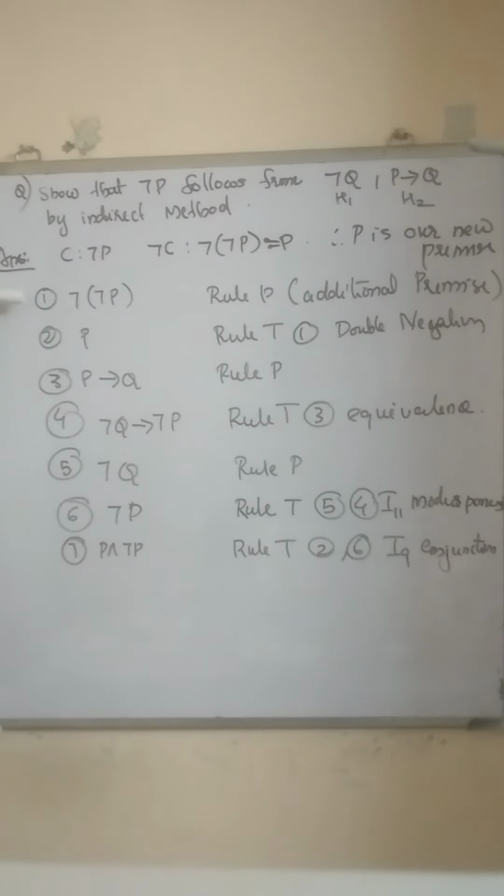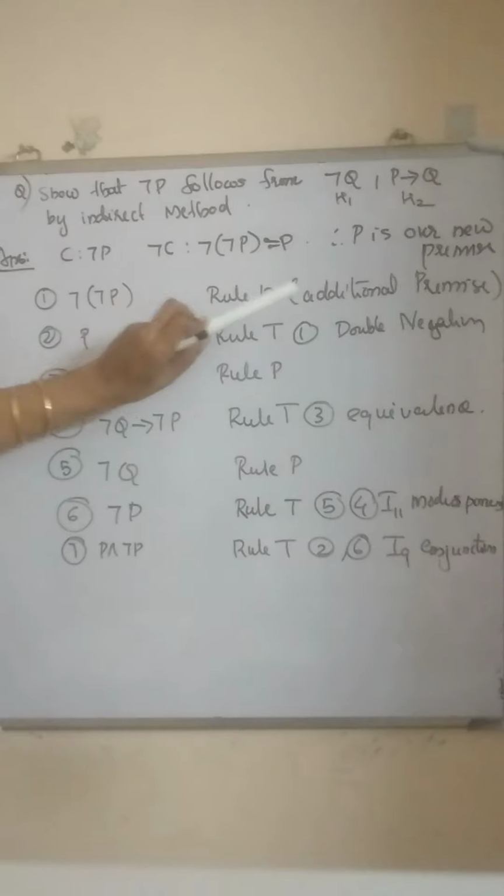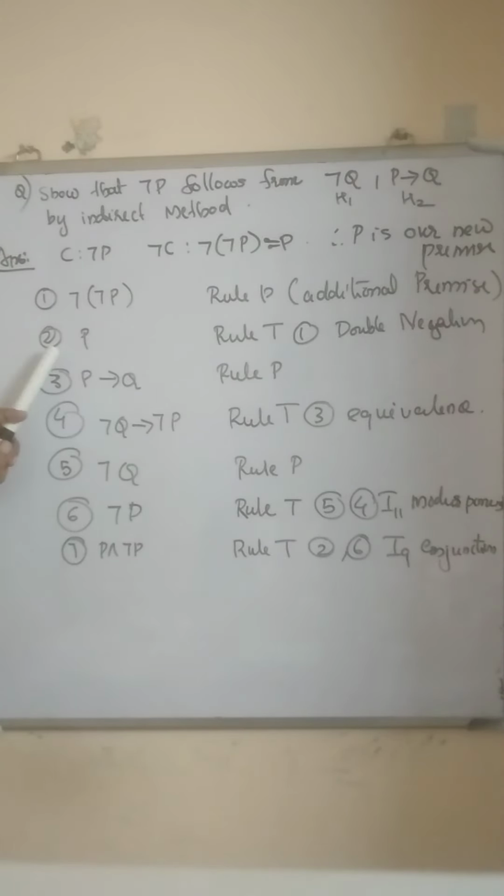Step 1, negation of negation P, rule P, additional premise. Here we introduce the additional premise. Step 2 is P, by double negation, equivalent to P. That is rule T. Next we introduce the second premise, P conditional Q, so it is rule P. And P conditional Q is equivalent to negation Q conditional negation P, so rule T by equivalence.